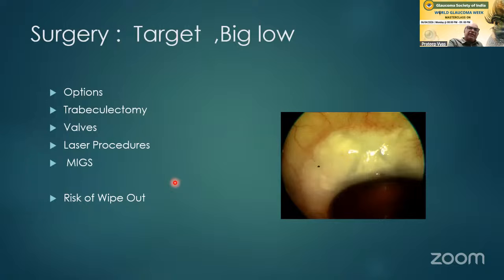The laser procedures can be performed if you are so much scared of the washout phenomena and so forth that you don't want to take this patient for trabeculectomy or the valves, then you can go for the laser procedures. MIGS is a little reserved for the advanced and the end-stage glaucoma.